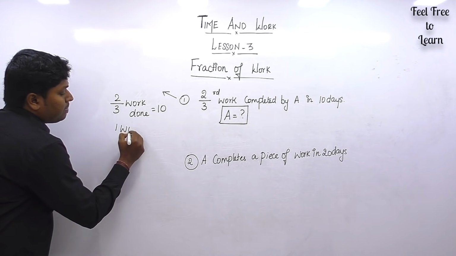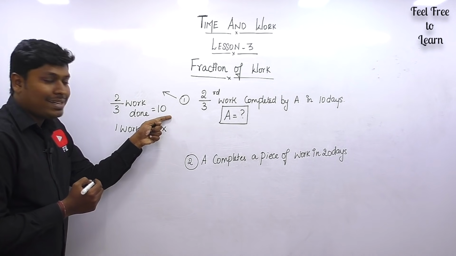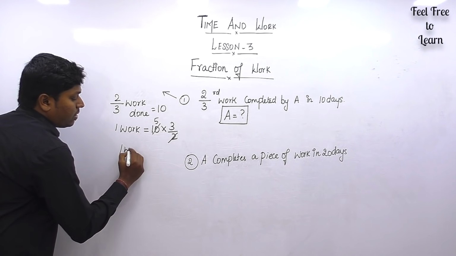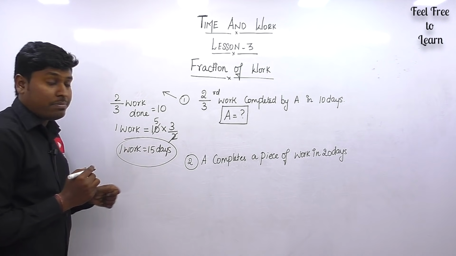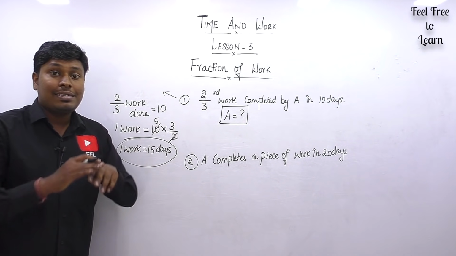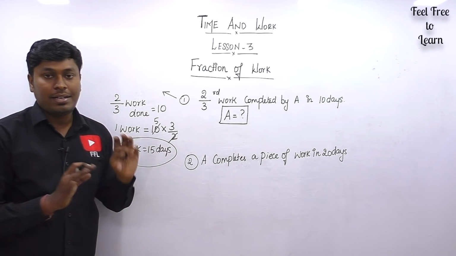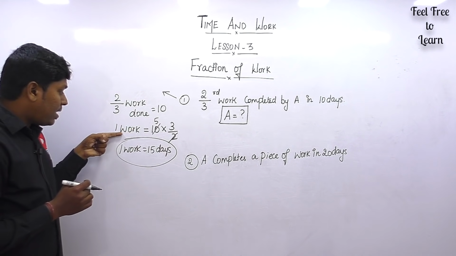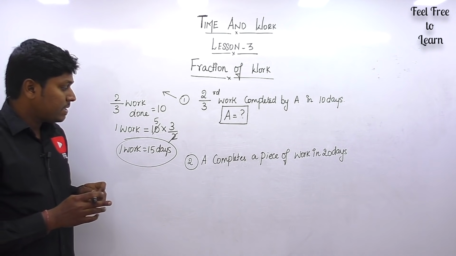So one work, that is complete work done by A, is equal to 10 into, when you bring this 2/3 towards the right hand side, it becomes reciprocal. So 10 into 3/2. When you cancel this 5, one work, that is complete work, is done by A in 15 days. So friends, simple concept. Got the logic, friend? By using this data number 1, they have given 2/3 of the work done by A in 10 days. So we can say that the complete work is done by A in 15 days. So out of 15 days, he did 2/3 of the work in 10 days. Got the logic? So this is called fraction of work. So 2/3 work done by A in 10 days. So one work, that is complete work, is equal to 10 into the reciprocal of this number, which is 3/2, equal to 15 days.